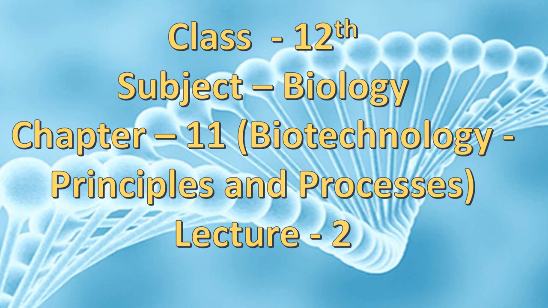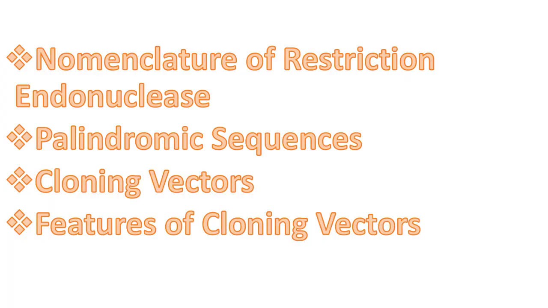This is 12th class Biology, Chapter 11, Biotechnology: Principles and Processes, and this is lecture number 2 of this chapter. Today we will discuss the nomenclature of restriction endonucleases, palindromic sequences and cloning vectors. In that we will also discuss features of cloning vectors.